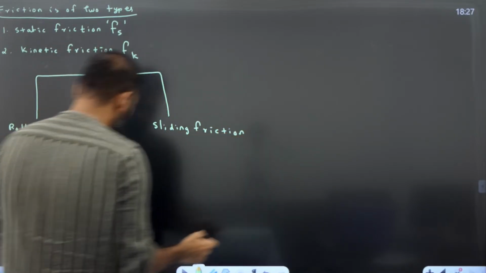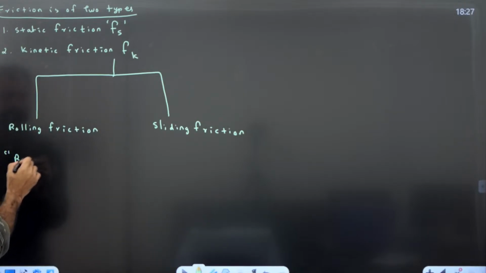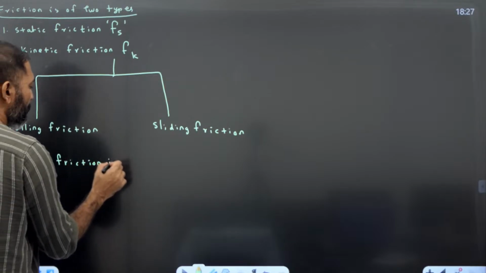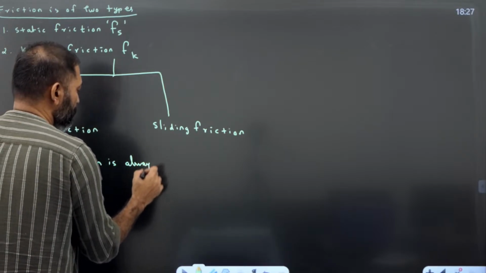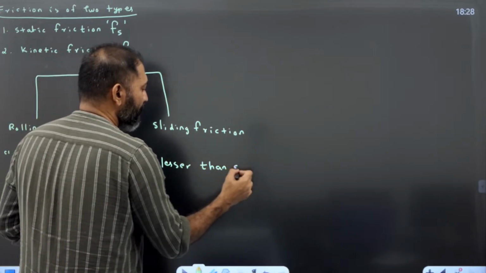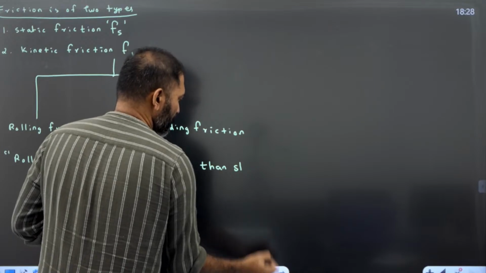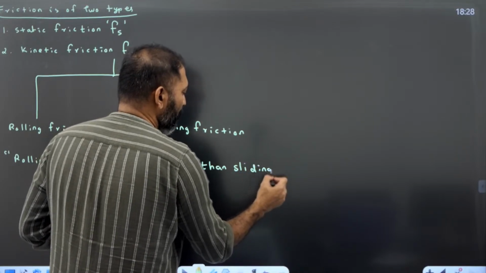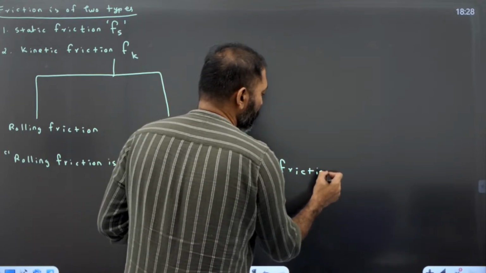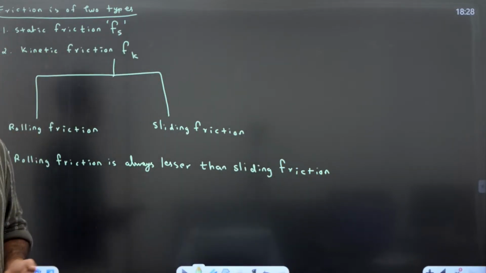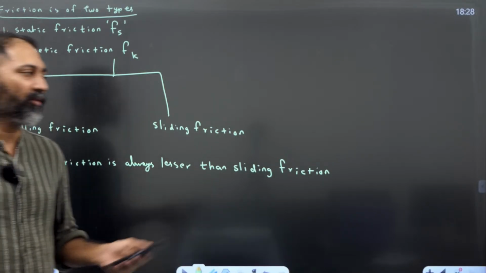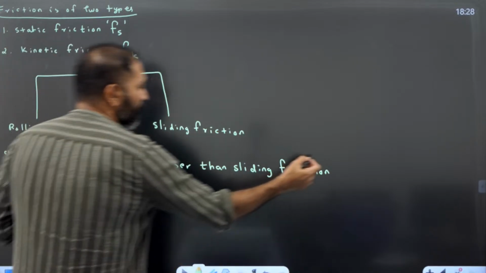Remember, rolling friction is always lesser than sliding friction. So if you want to move an object, it's better to roll it rather than slide it. What will we do? We will be attaching wheels to that object. If the object is attached to wheels, wheel means what? It will roll. So rolling friction is lesser than what? Sliding friction. There is a question.